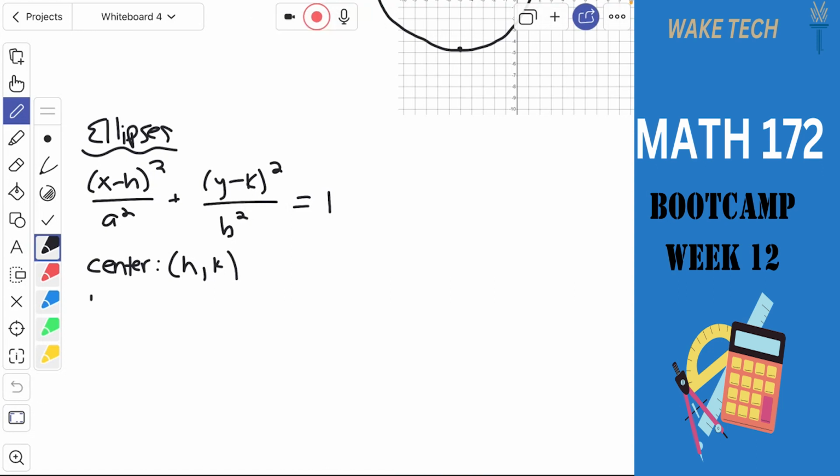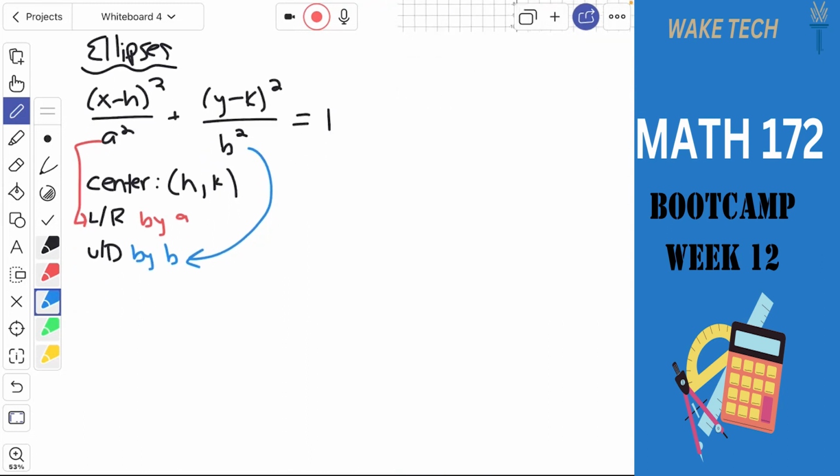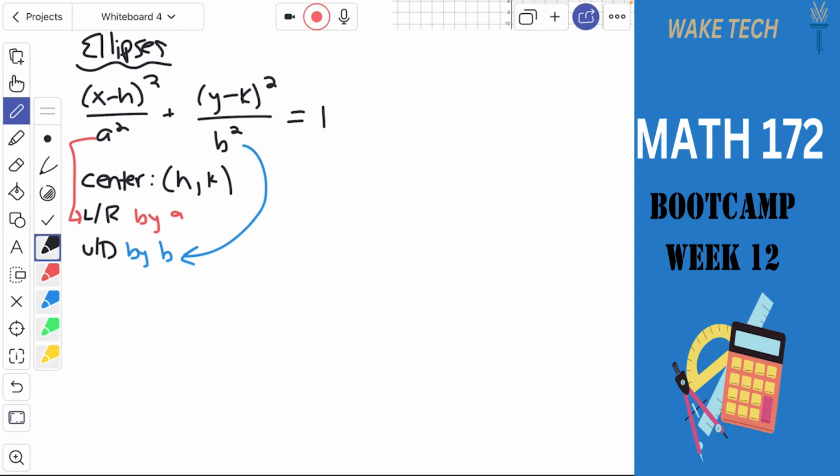So we're going to go left and right according to a. We're going to go up and down according to b. So not the actual numbers you see in the denominators, but the square roots of them, right? The number in the denominator for x will be a squared. The denominator in the y's would be b squared. So we would have to square root them to figure out how far left, right, and then up and down to go.